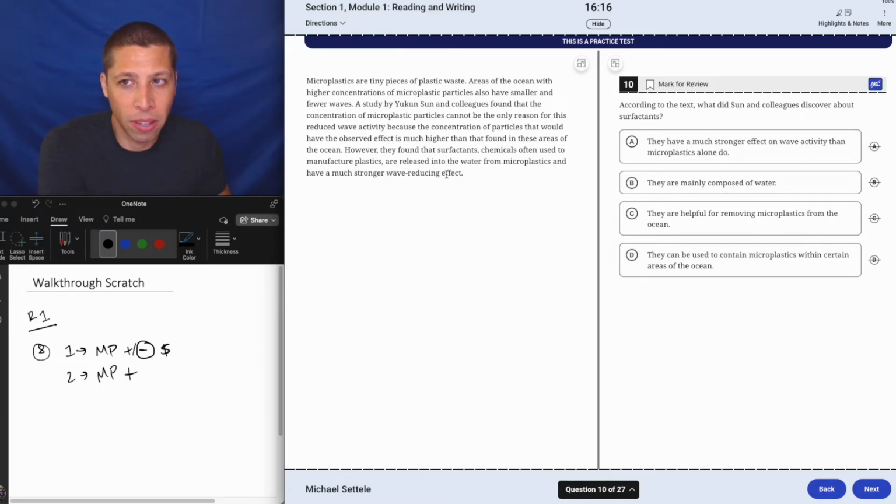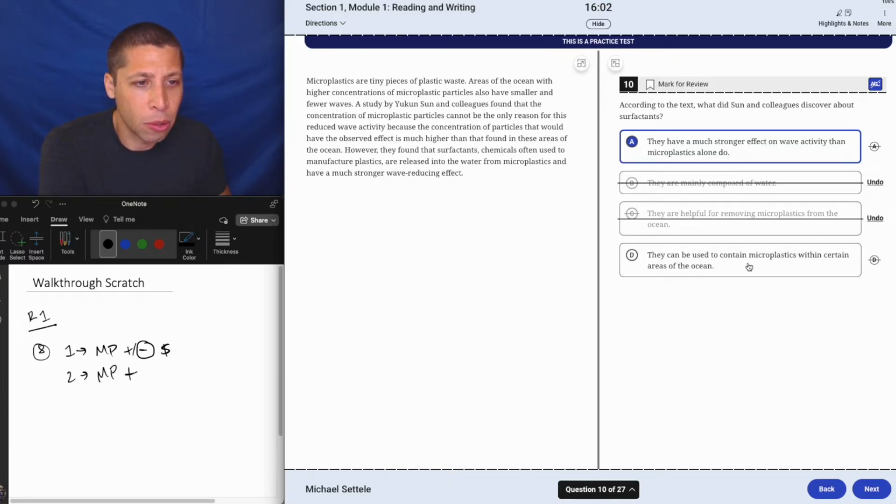So I guess what they found is that the surfactants are the problem. They have a much stronger effect on wave activity. Yeah, I think so. Much stronger seems strong. They are mainly composed of water. I don't think so. They are helpful for removing microplastics. No, they're not removing them. They can be used to contain microplastics. No, it's definitely A. So this is a strong word, but I got to go with it. Everything else makes no sense.